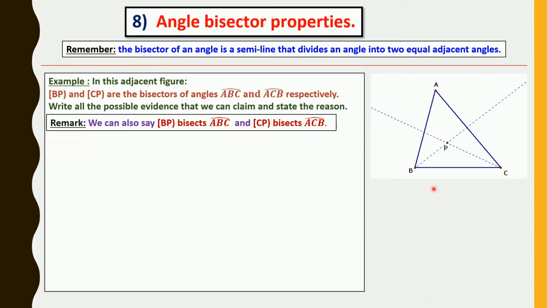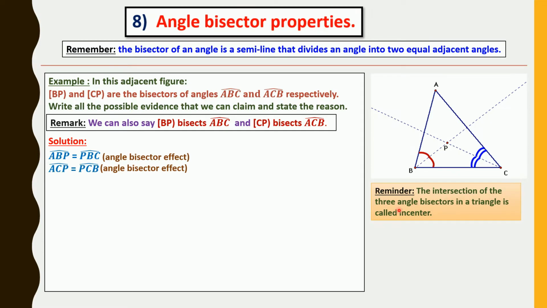So here in this figure, we can say that angle ABP equals angle CBP, angle bisector effect. So here also the reason is not given. It's not a straightforward evidence. We deduced it from the definition of the angle bisector. We can also claim the fact that ACP equals PCB, also same reason, angle bisector effect.